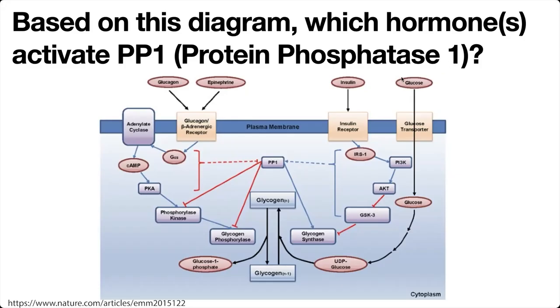So based on this diagram, which hormones are going to activate this PP1, this protein phosphatase 1? We see that insulin is going to be activating this IRS1, and this IRS1 is activating PP1. So insulin appears to be activating PP1. Let's see if this makes sense. PP1 is going to be activating glycogen synthase, which is going to be making glycogen. So let's think about the function of insulin. Insulin is saying, let's get glucose in, let's link it up into glycogen. So we want to stimulate glycogen synthesis. And so it makes sense that insulin is going to activate the enzyme that's going to activate the synthesis. So sanity check, yes, insulin.